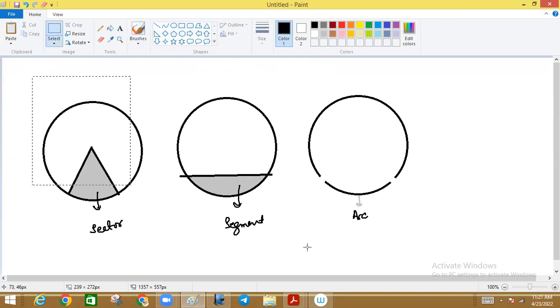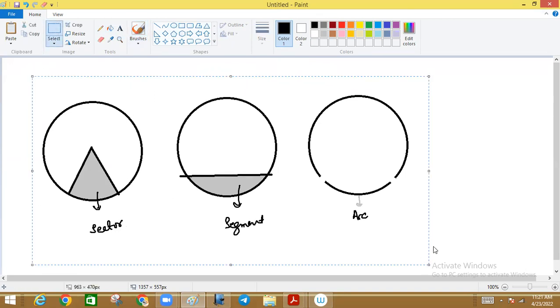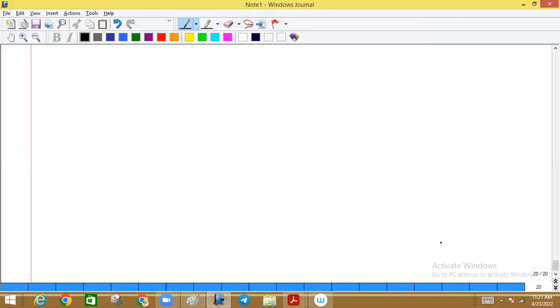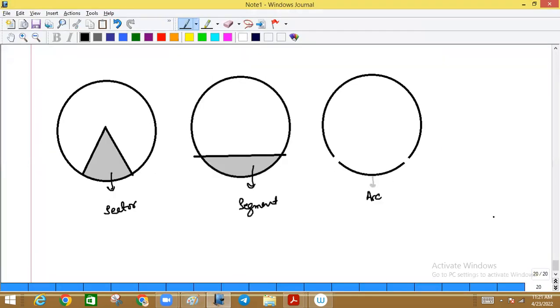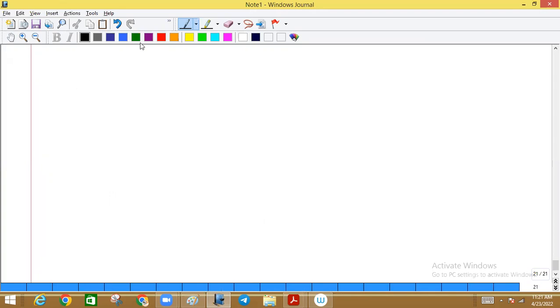Sector is like a piece of pizza. Segment is made by using a chord. Arc is like a broken piece of a bangle. Sector and segment have area, whereas arc only has length. You cannot find the area of an arc. Arc is just a length. It doesn't possess any area. Understood? See here, what is the value of pi?